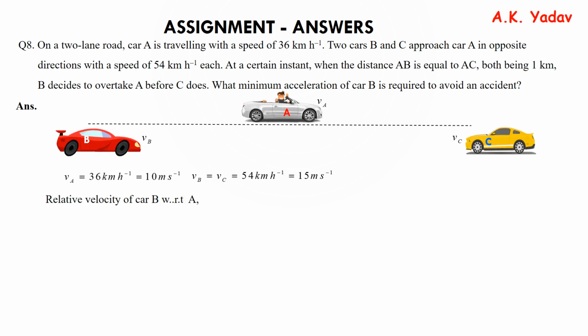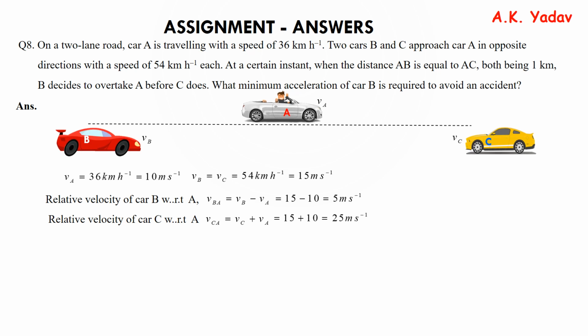Now the relative velocity of car B with respect to A, as they are moving in the same direction, so we will subtract to get 5 meter per second, and the relative velocity of car C with respect to A, as they are moving in opposite direction, so we will add and we will get 25 meter per second.